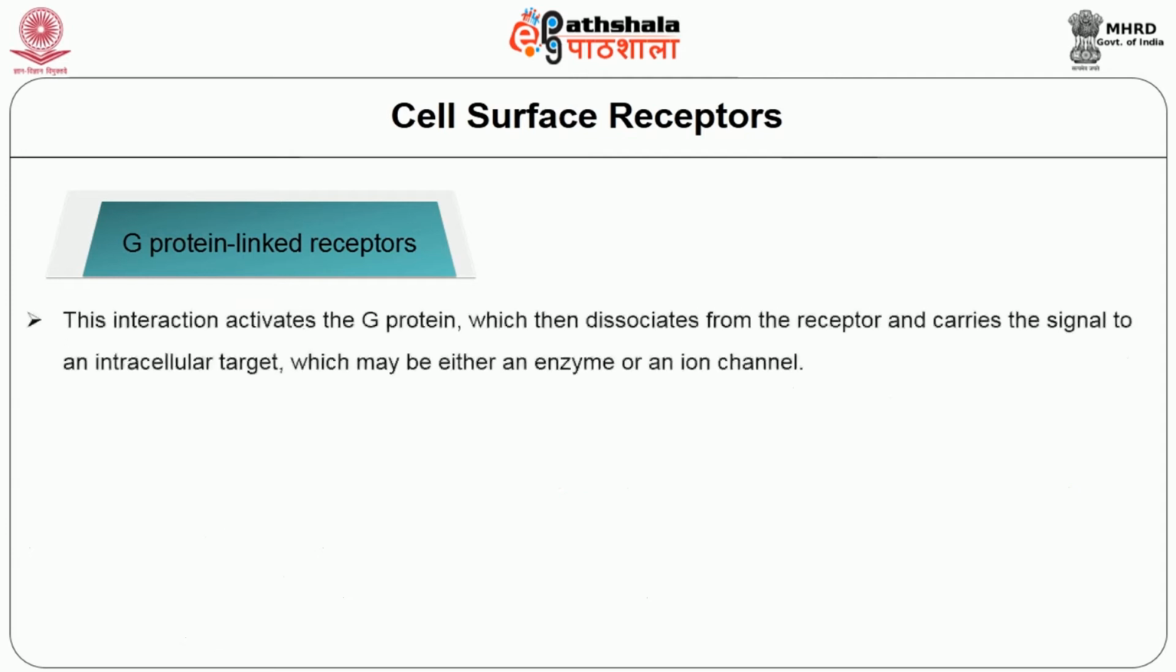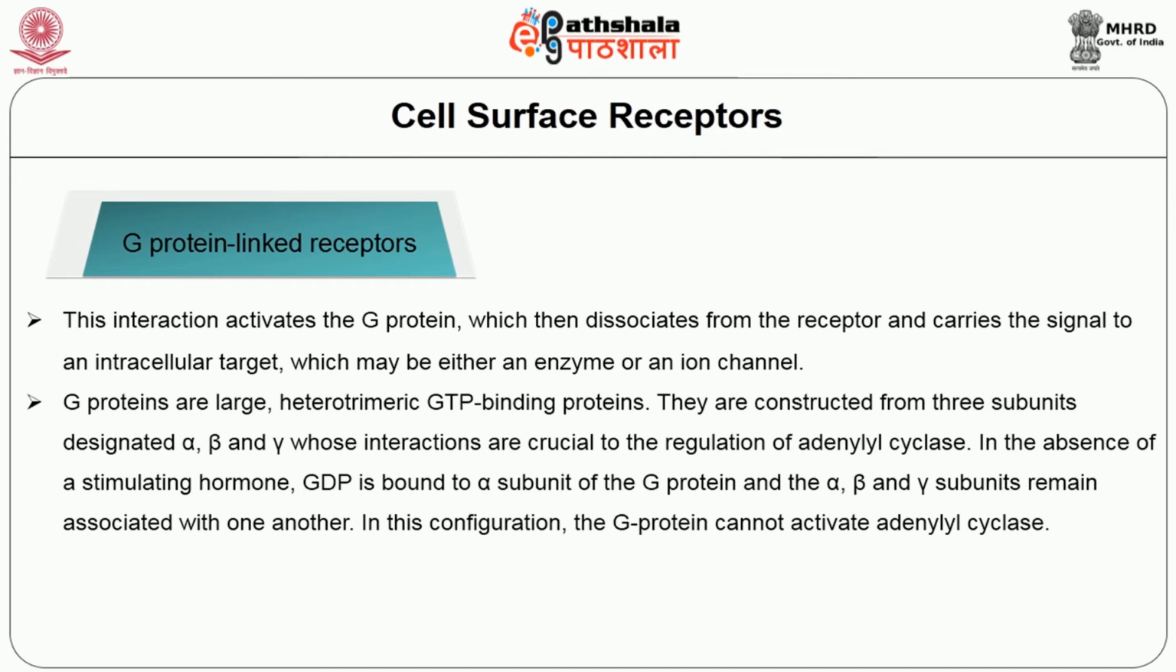This interaction activates the G protein, which then dissociates from the receptor and carries the signal to an intracellular target, which may be either an enzyme or an ion channel. The G proteins are large heterotrimeric GTP binding proteins. They are constructed from 3 subunits designated as alpha, beta and gamma, whose interactions are very crucial to the regulation of the enzyme adenylyl cyclase.